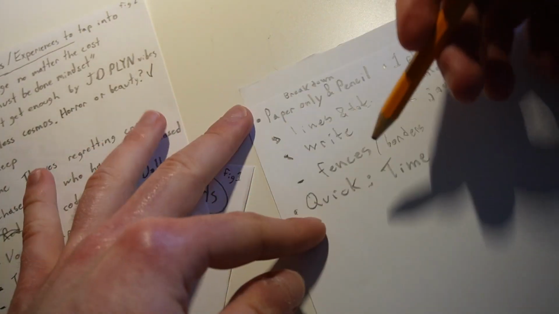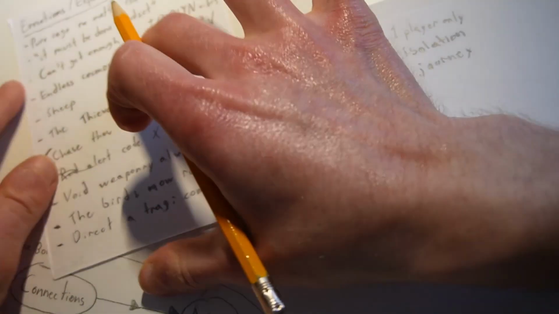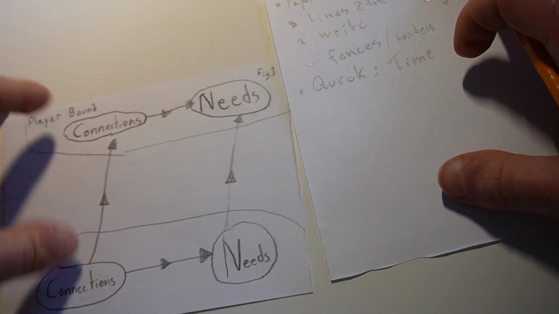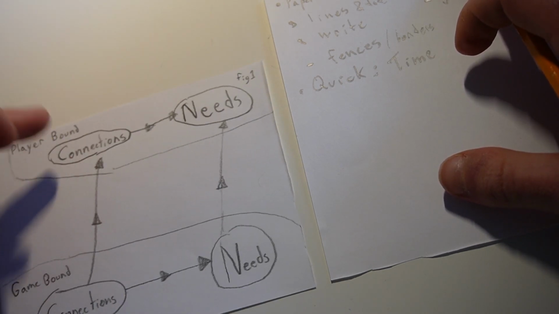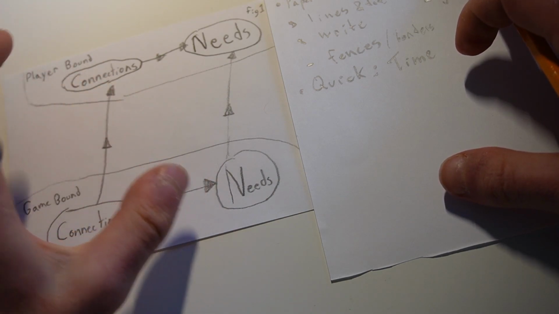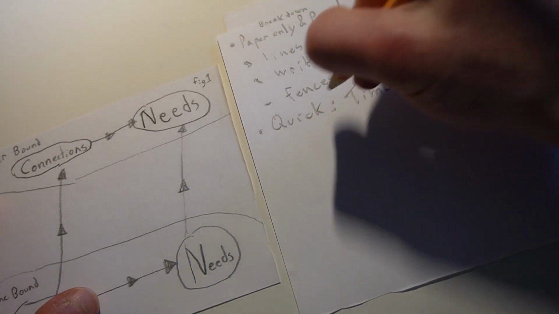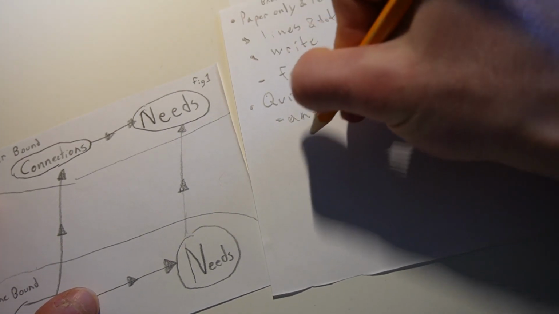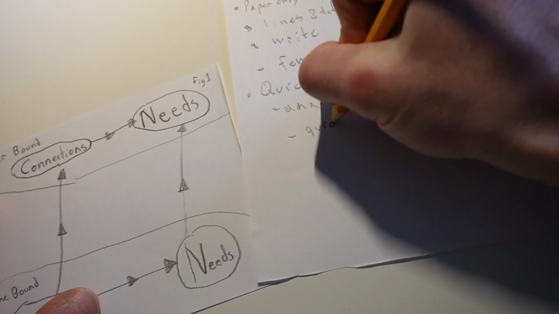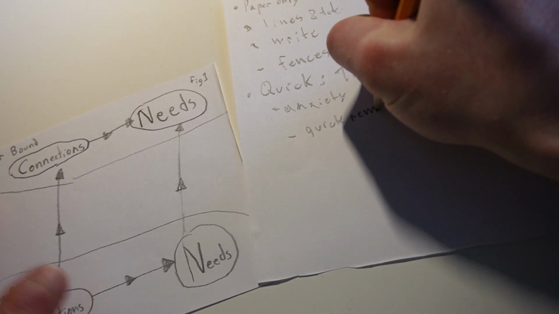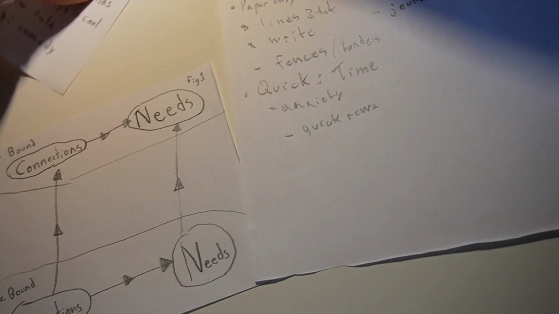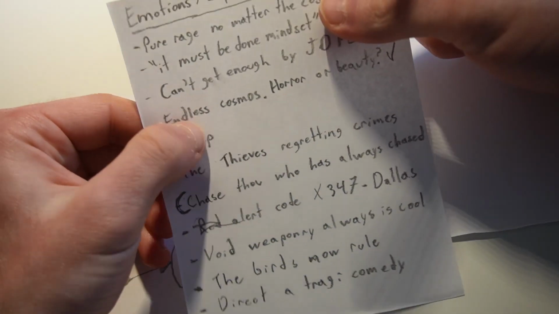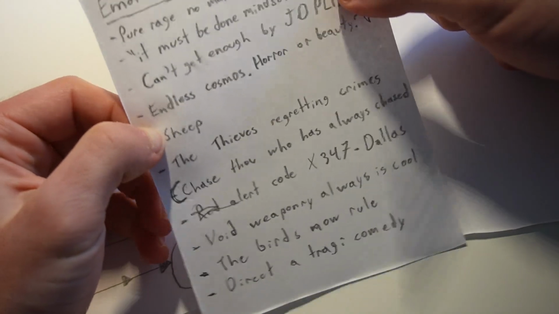What does quick sort of mean? This is what I call a breakdown. I have some sort of mechanic and I try to see if I could break it down into the connections, the player-bound associations, like what the player thinks of it, or other mechanics that could come of it. So quick, that could give feelings of anxiety, or maybe quick rewards. That could be interesting. That still works for some of our ideas. I don't know how sheep tending is quite quick, but endless cosmos, I guess that's also not quick.